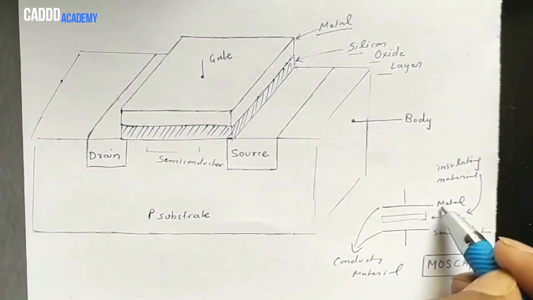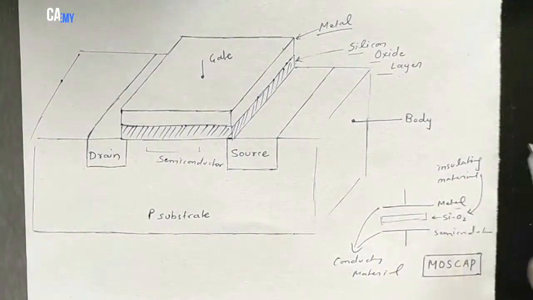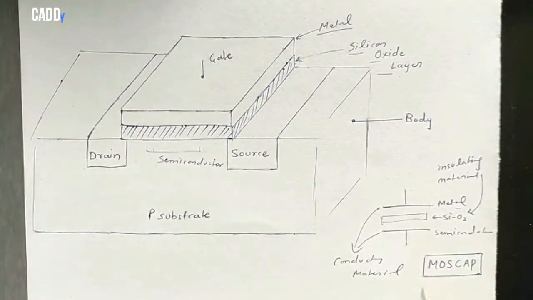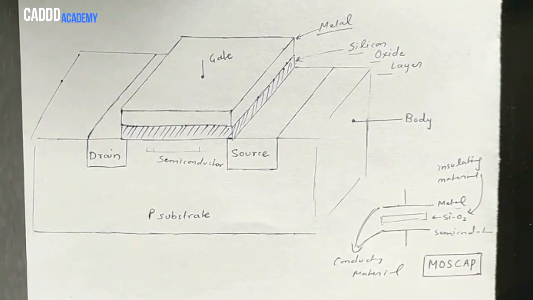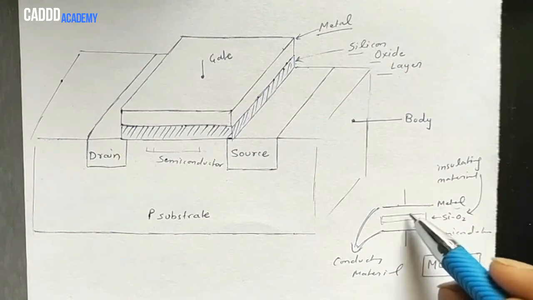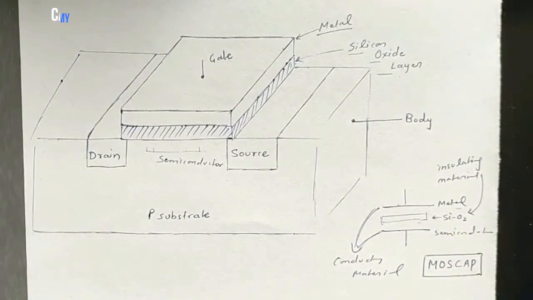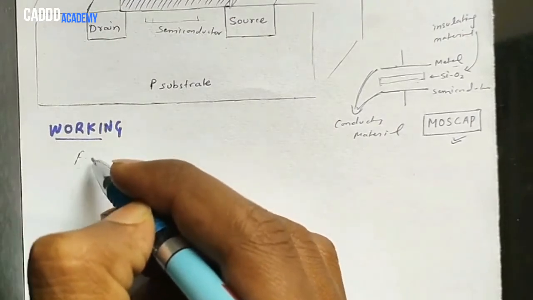Now we have a metal at the top, this one. Then we have a silicon oxide layer, this one. And then we have a semiconductor. And this metal and the semiconductor are conducting material. We have a silicon oxide layer, which is what? Insulating material. So these three things are forming a capacitor, and we call that capacitor the MOSCAP, MOSFET's capacitor. Now we are moving to the working of the MOSFET.